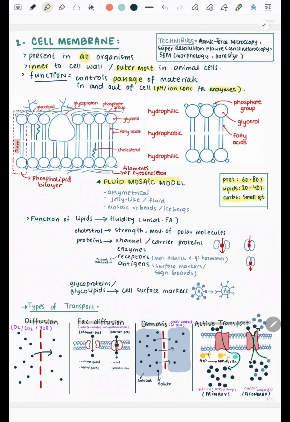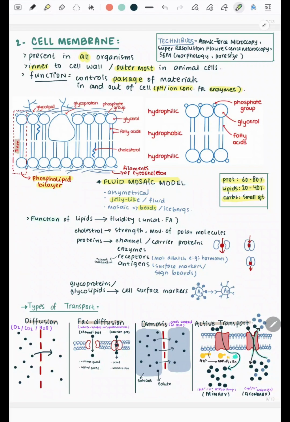This model states that the cell membrane has a jelly-like consistency, hence called fluid, and the proteins are present as beads or the icebergs floating on the water, hence called the mosaic. The major component of cell membrane is made up of phospholipid bilayer, that is, there are two layers of phospholipids that are almost 7 nanometer thick.